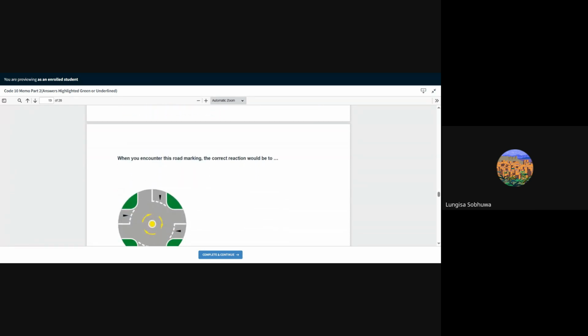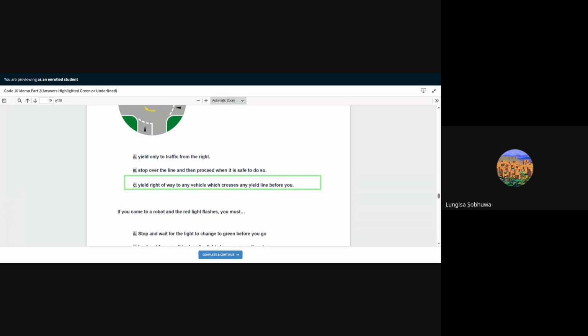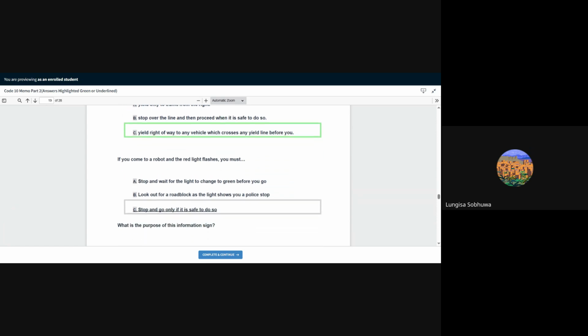And we keep going. When you encounter this road marking, the correct reaction is to be, which is C, yield right of way to any vehicle which crosses any yield line before you, right? And then we keep going. If you come to a robot and the red light flashes, you must. The answer is stop and go if it is safe to do so.